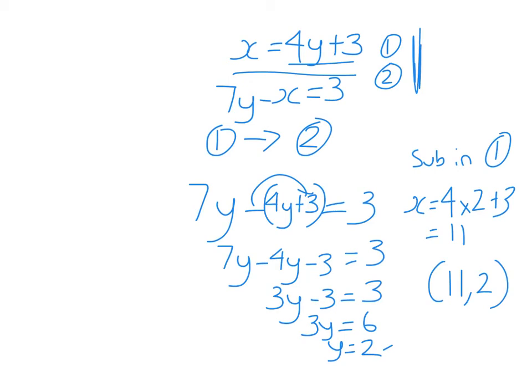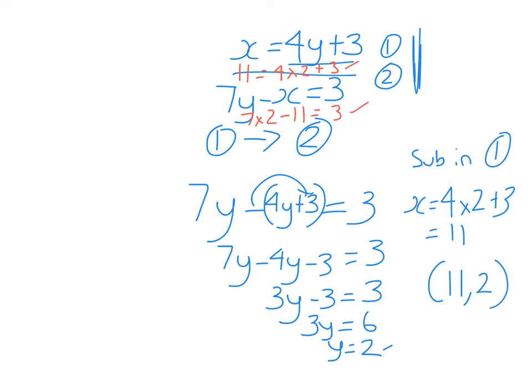I can check whether I'm right. So if I substitute it into the first equation, I get 11 equals 4 times 2 plus 3. That's true. If I substitute into the second one, I get 7 times y. 7 times 2 is 14. Minus 11 equals 3. They are both true. I've done the right thing.